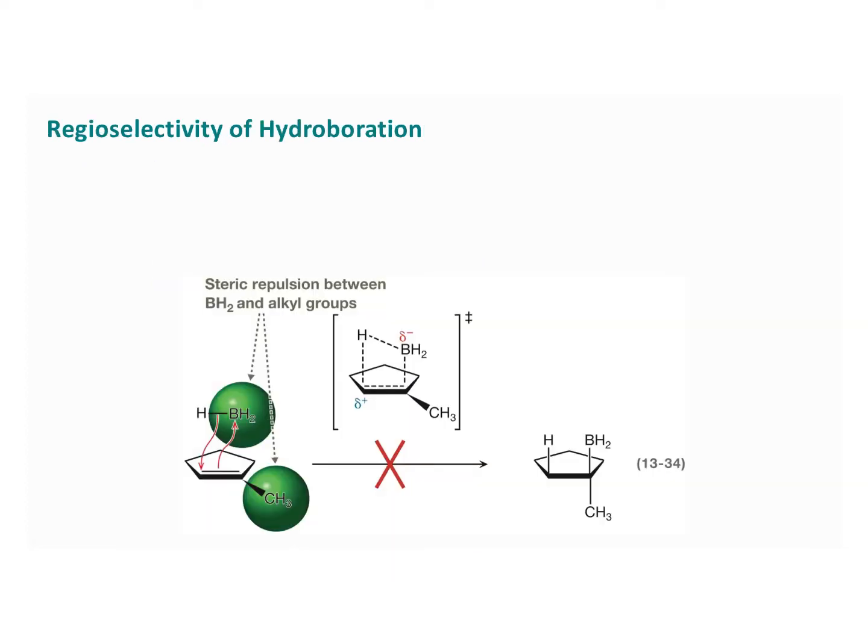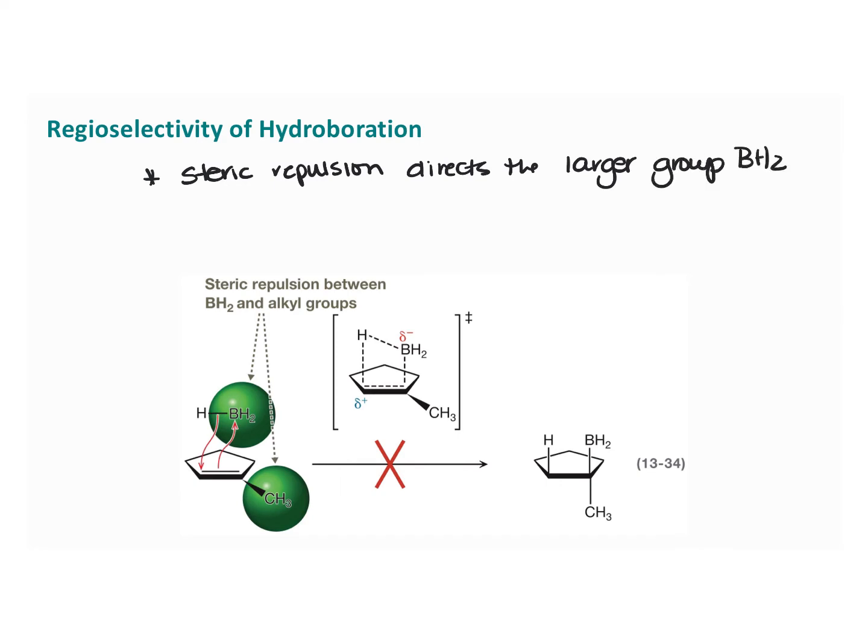So let's talk about steric hindrance for just a second. When BH3 adds to an alkene, steric repulsion directs the larger group, BH2, to the carbon atom with the lesser number of alkyl groups. Okay, because there's more room there.